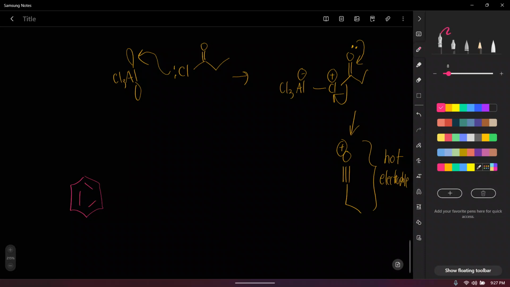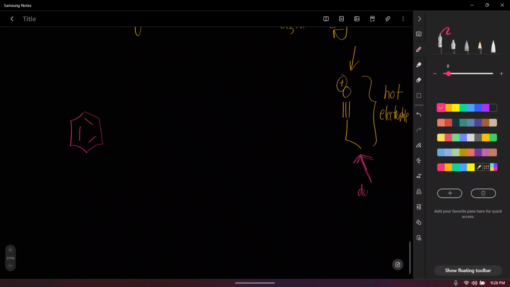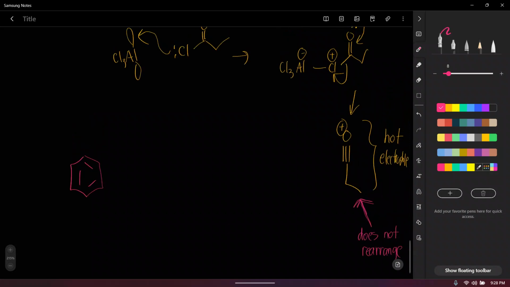And actually, before benzene attacks, I just want you to see, when you're looking at this hot electrophile right here, notice that there is no carbocation. Notice that the cation is actually oxygen, and oxygen does not rearrange. Carbon can rearrange via hydride shifts or methyl shifts, but this is actually a relatively stable oxygen cation, an oxycation. So this thing does not rearrange. Carbocations rearrange, but oxygen cations do not. We'll come back to that.